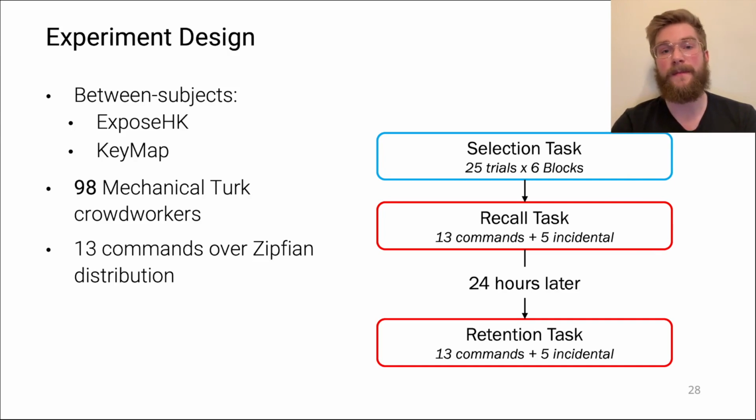Participants started by performing the selection task, where they first practiced some commands and they did 6 blocks with 25 selections each, and then they continued on to the recall task, where they entered all 13 commands, and then also 5 that they hadn't seen before to test incidental learning. After 24 hours passed, we wanted to test their long-term memory, and we invited the participants back to perform the retention task, where they did the same thing as the recall task.